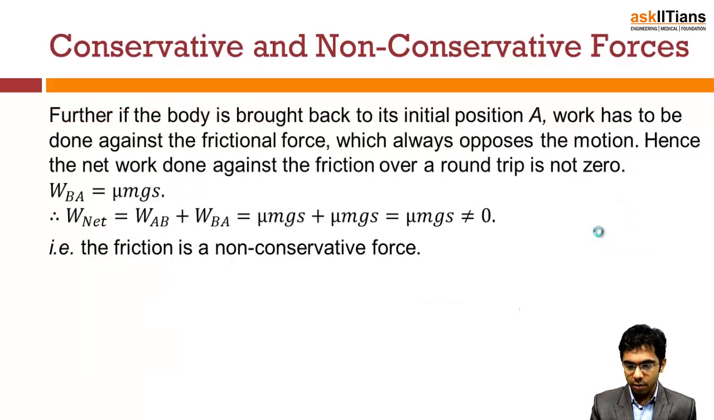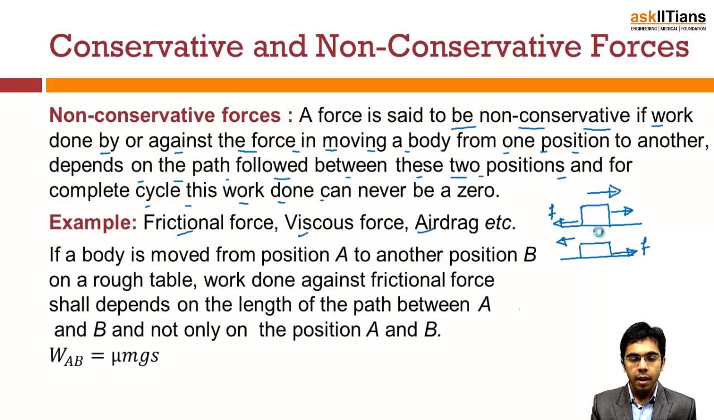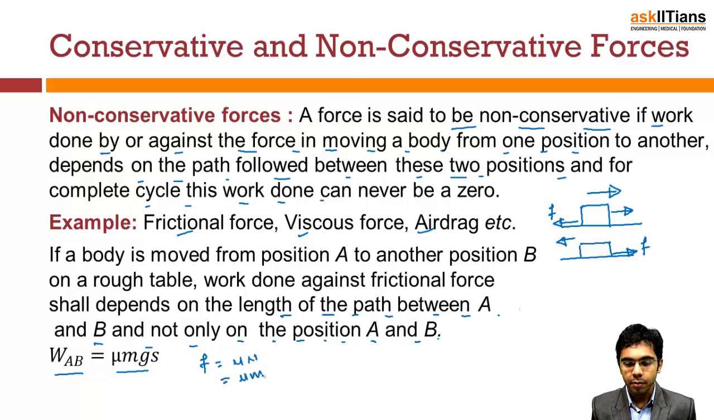Now further, if a body is moved from point A to point B on a rough table, the work done against the frictional force shall depend on the length of the path between A and B, and not only on the positions A and B. So work done will be mu_s mg, because we know frictional force is equal to mu N, and this will come out to be mu mg. As there is no motion along the vertical direction, normal will be equal to mg, and we will get the work done going from A to B as mu mg s.